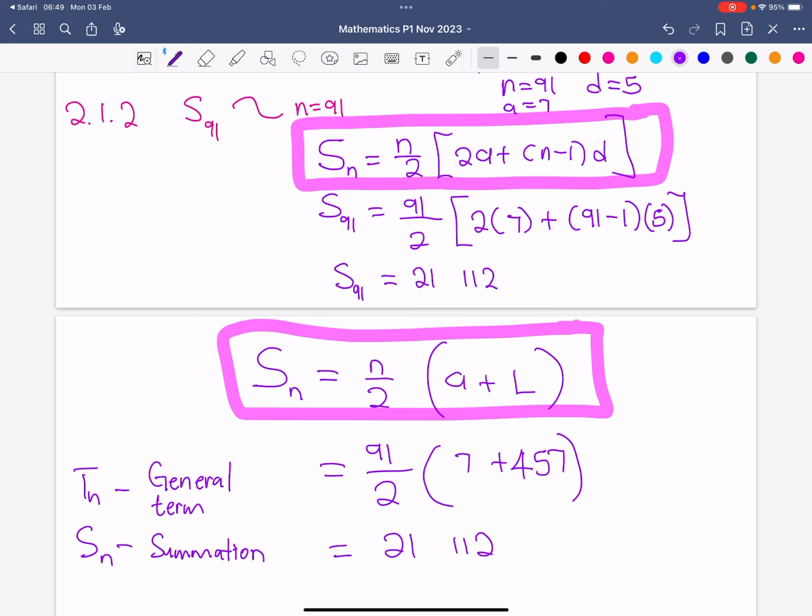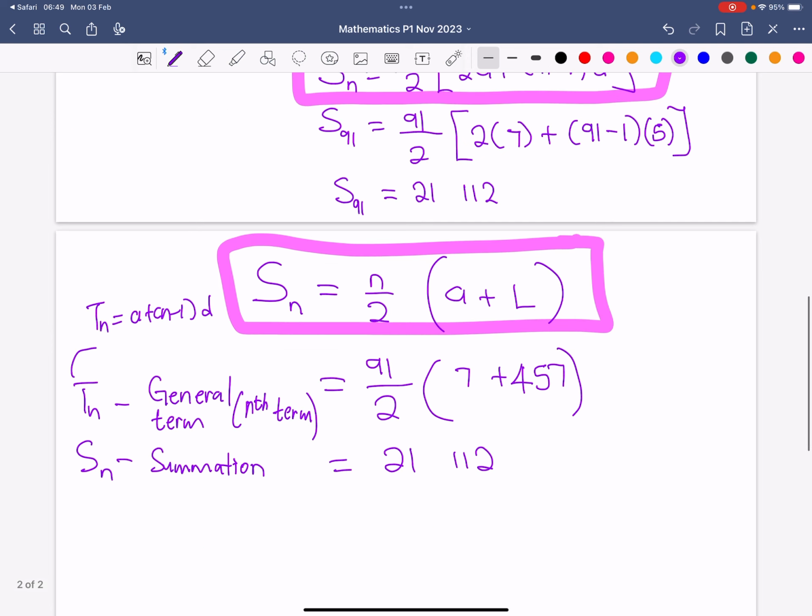So general Tn, you know that the formula for getting the nth term is Tn is equals to a plus n minus 1 multiplied by d. And then for the summation are the two formulas above. Sn is equals to n over 2, and then a plus l. So you only use this when you know the last term.